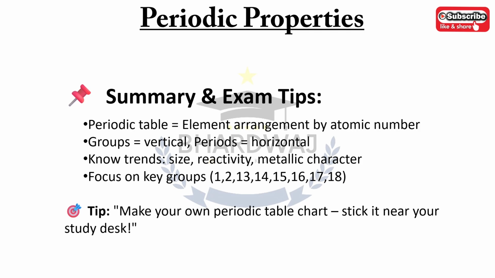Summary and exam tips. Periodic table: elements arranged by atomic number, groups are vertical, periods are horizontal. Know trends like size, reactivity, metallic character. Focus on key groups like 1st, 2nd, 13th, 14th, 15th, 16th, 17th, and 18th. Tip: make your own periodic table chart and stick it near your study desk so that you can memorize it.